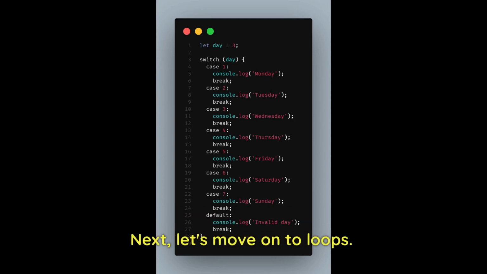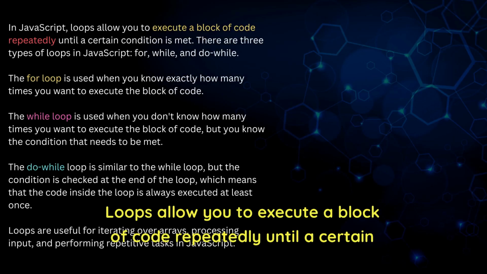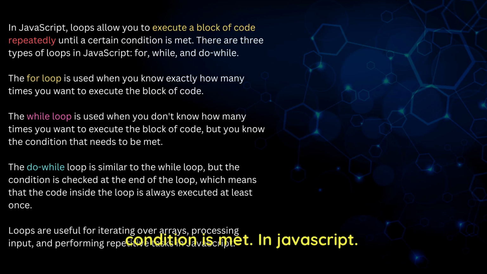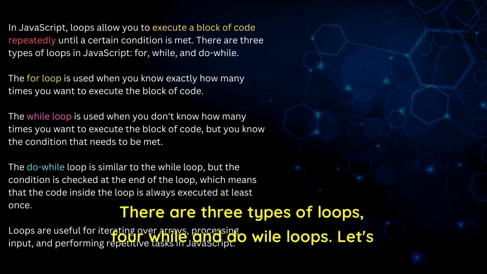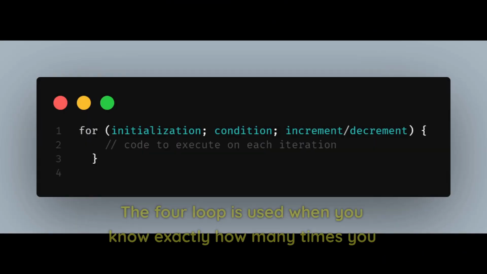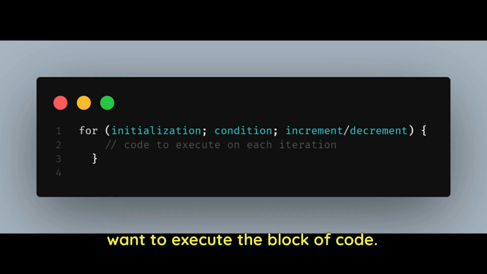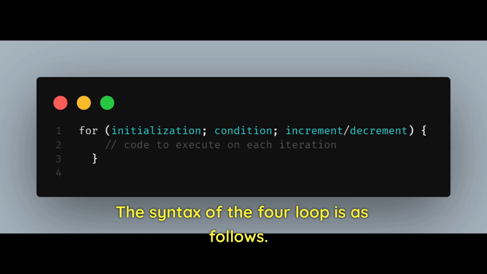Next, let's move on to loops. Loops allow you to execute a block of code repeatedly until a certain condition is met. In JavaScript, there are three types of loops: for, while, and do-while loops. Let's start with the for loop. The for loop is used when you know exactly how many times you want to execute the block of code. The syntax of the for loop is as follows.